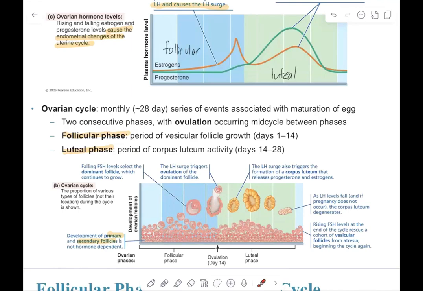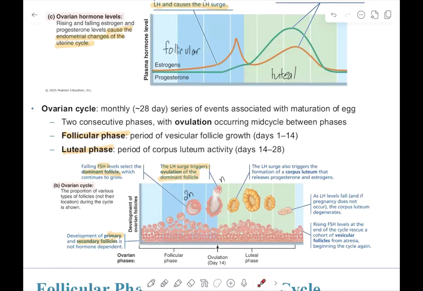The FSH levels are going to select a dominant follicle. So again, that's why it's called follicle stimulating hormone, because it selects the dominant follicle. Then towards the end of the follicular phase here, the LH is going to trigger ovulation of that dominant follicle. So here, the secondary oocyte is going to be ovulated, which is haploid. So it has completed meiosis 1. When there's a primary oocyte, it's still going to be diploid.